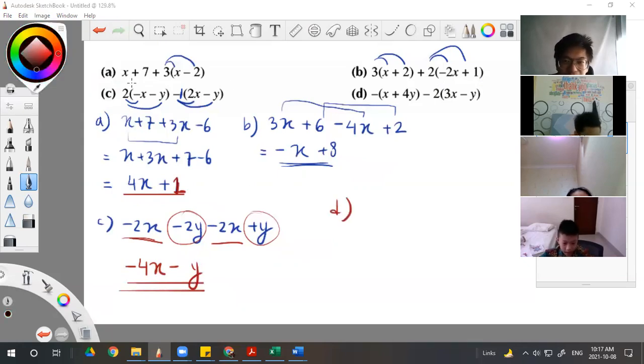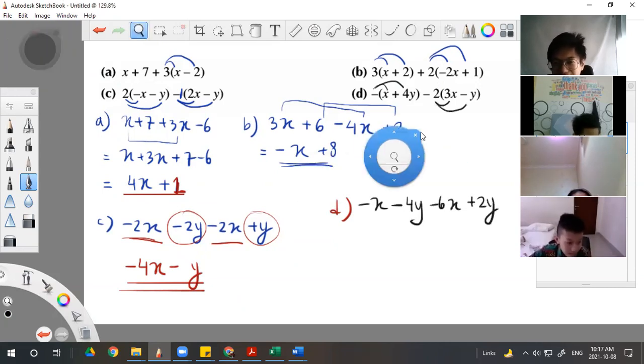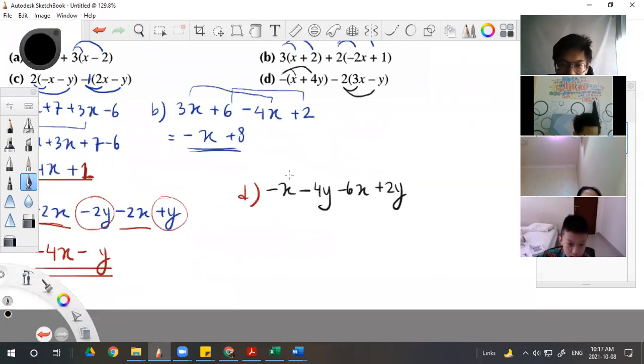Negative of x minus x. Kalau nggak ada, ingat negative 1. Ingatnya gitu ya, negative x minus 4y. Open the bracket, right? Minus 2 times 3x minus 6x minus 3 times minus y plus 2y, right? And then combine. Negative x minus 6x. Berapa nih? Negative 6x minus 6x.